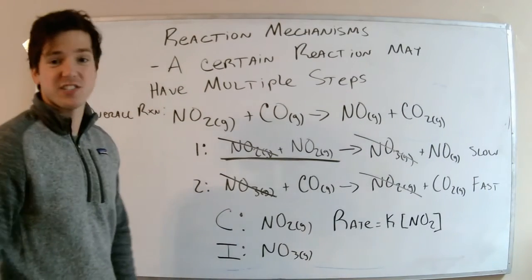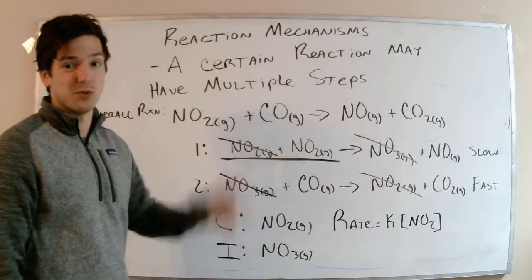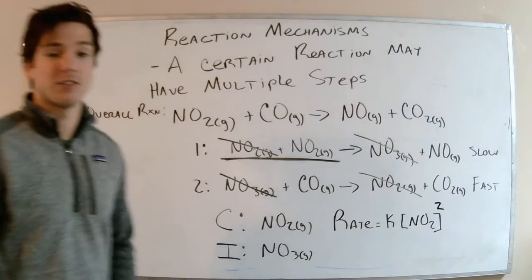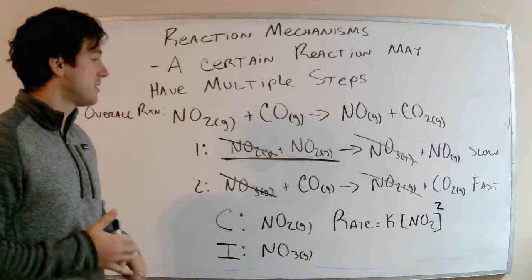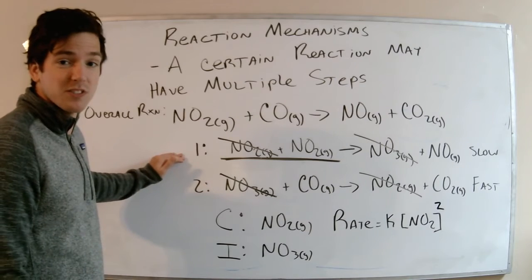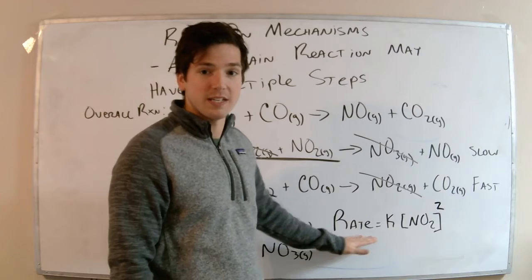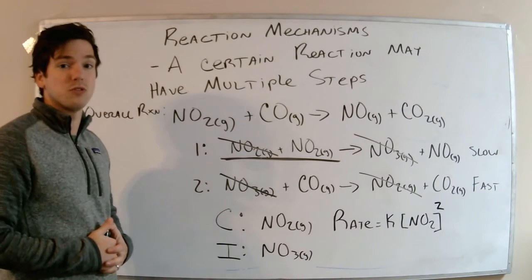And I didn't just have one NO2. How many NO2s did I have? I had 2. So that means I'm going to put a 2 on top, okay? So our rate determining step is the first step because it was the slowest, and it determines our rate law. And that's why our rate law is rate equals K concentration of NO2 squared.